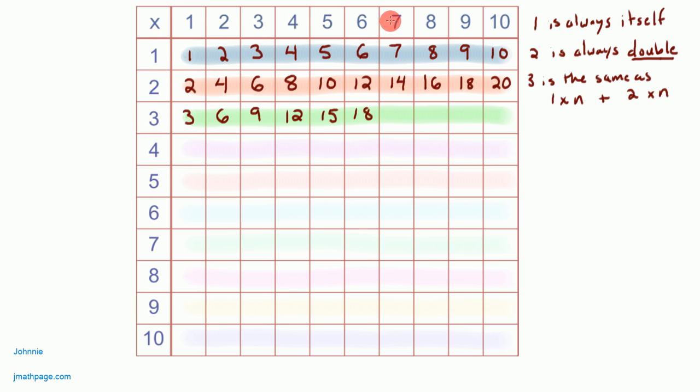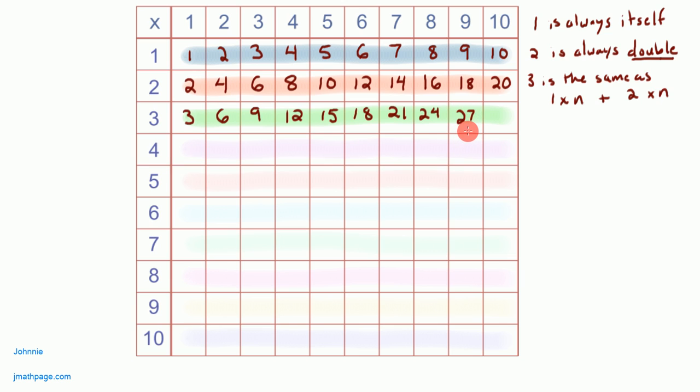3 times 7 is the same as 7 and 14. 1 times 7 plus 2 times 7 makes 3 times 7. 21. 3 times 8 is the same as 1 times 8 plus 2 times 8 to make 3 times 8. 8 plus 16 is 24. 3 times 9 is the same as 1 times 9 plus 2 times 9. 9 plus 18 is 27.